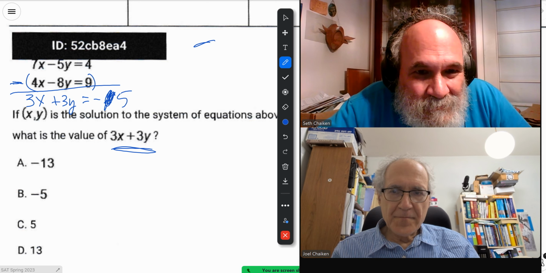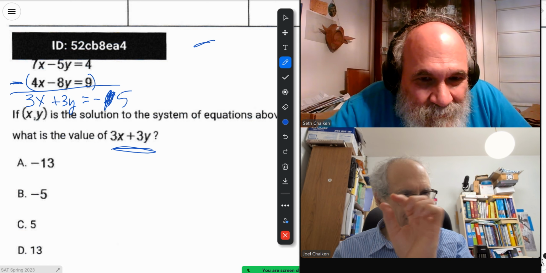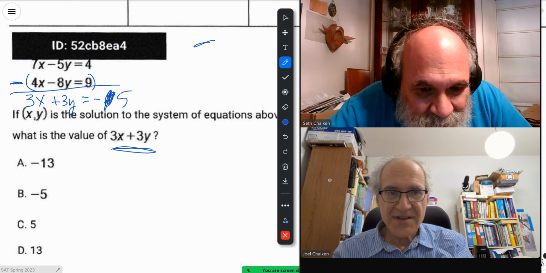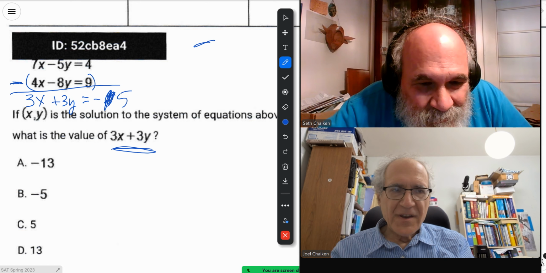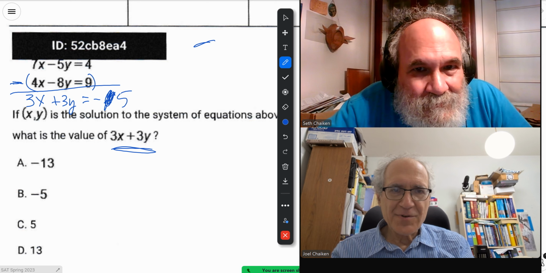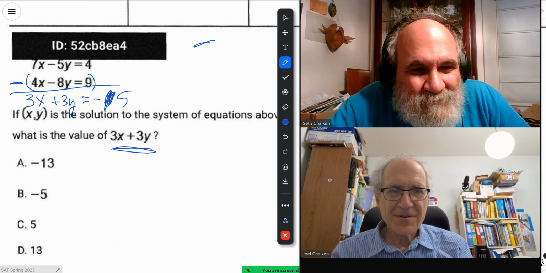You just plot the two equations and figure out what the intersection point is. And Desmos even tells you what it is. Anything else, Seth? What other ideas? What's another reason? What are they trying to test if you know how to do in this question?